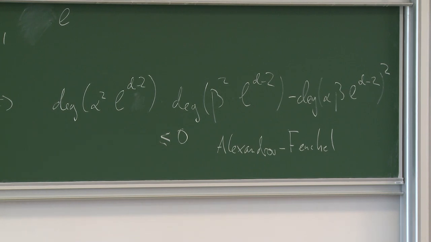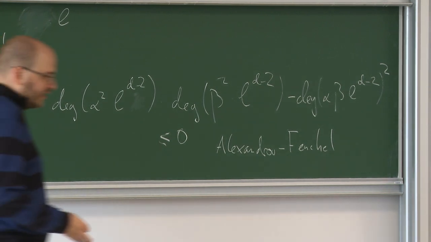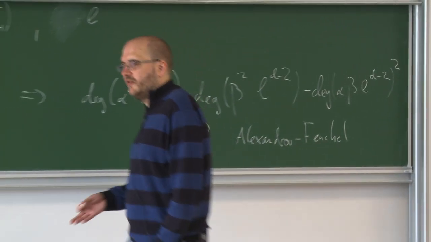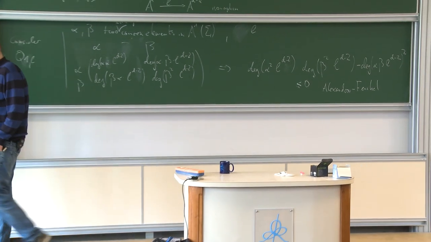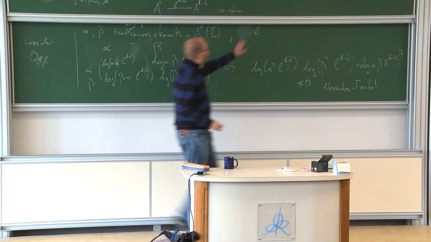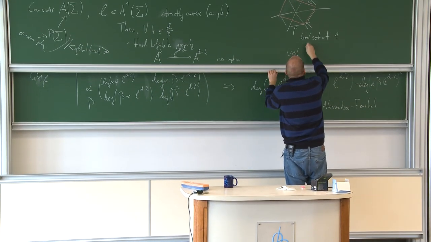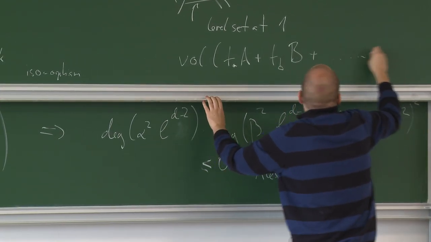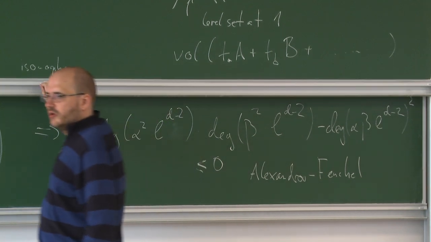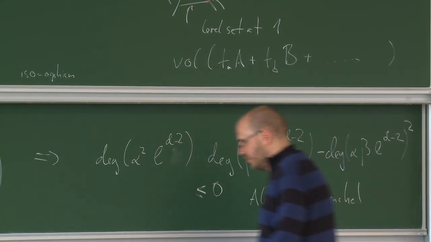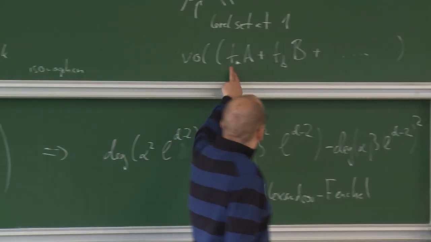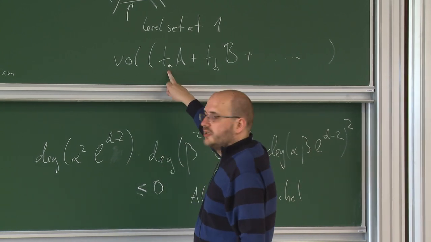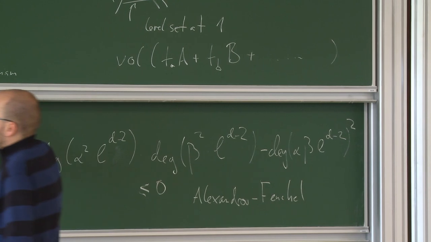So you look at the mixed volumes of convex bodies. You take the Minkowski sum of convex bodies, so A convex body, B convex body, and then you take some other convex bodies and compute the volume as a function of the dilation. So you compute the volume of T little a plus T little b plus some other convex bodies. And then you look at the mixed coefficient, T a times T b, which is exactly this coefficient, and this is larger or equal to the product of the two adjacent, so T a squared times T b squared. That's the point. That's Alexander-Fenchel.